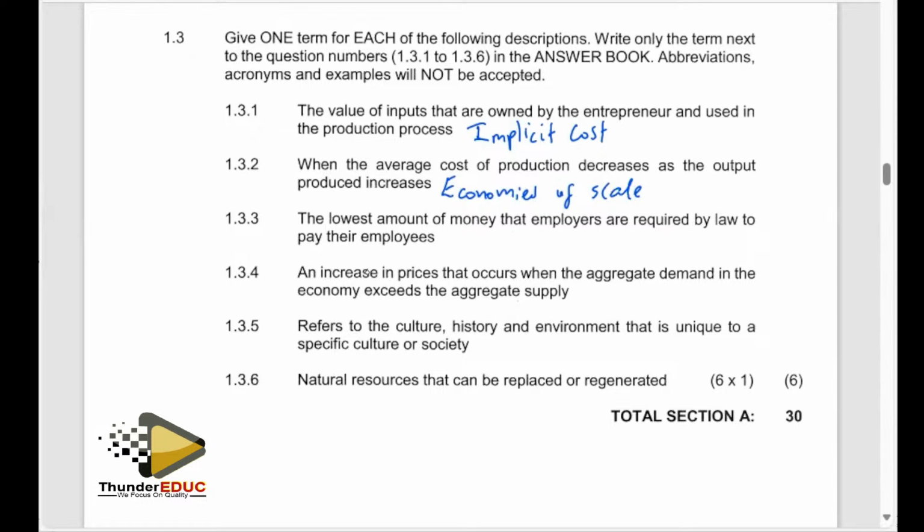Okay, right. So now let's check 1.3.3. The lowest amount of money that employers are required by law to pay their employees. So now this is nothing but minimum wage. This is minimum wage. Okay, right. So now let's check 1.3.4, an increase in prices that occurs when the aggregate demand in the economy exceeds the aggregate supply. So now this is going to be demand pull inflation.